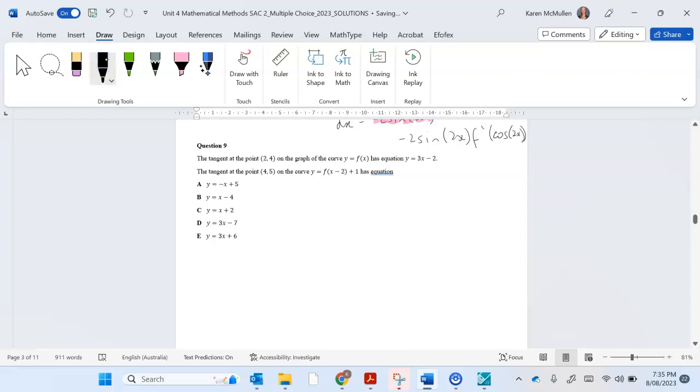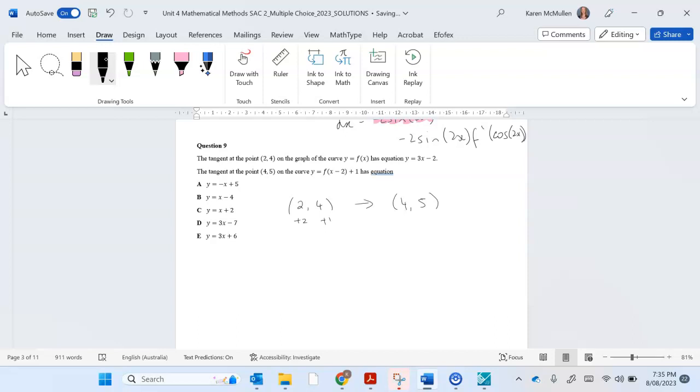All right, the tangent at the point 2, 4 on the graph of the curve f of x has the equation y equals 3x minus 2. The tangent at the point on the curve y equals f of x minus 2 plus 1 has the equation. All right, so this is actually a past exam question, and I don't even think I changed the numbers. So let's have a look at how it's done. So if we're going from 2, 4 to 4, 5, what are we actually doing to those points? So our x, all right, is we're adding 2. And to our y, we're adding 1.